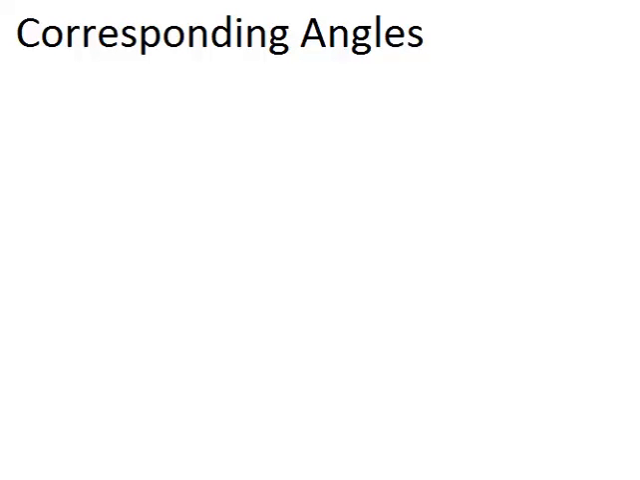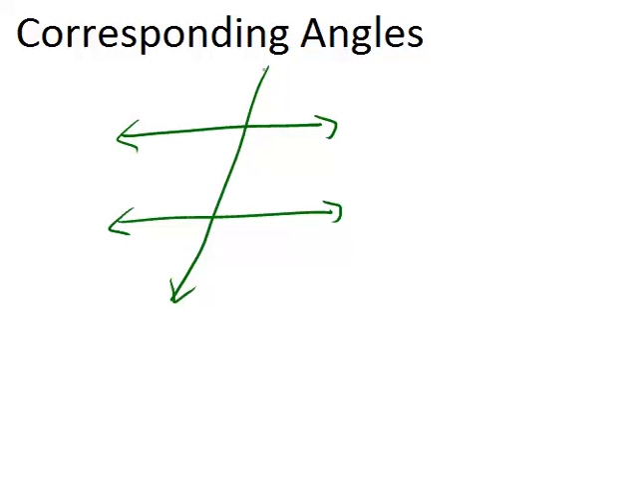In this video, we will learn about corresponding angles. So to understand corresponding angles, we're first going to draw a picture. In this picture, we have two lines that are crossed by a transversal. Remember, a transversal is just a line that intersects other lines.